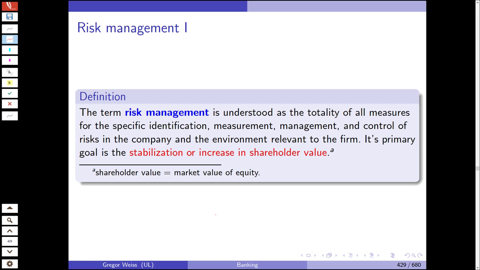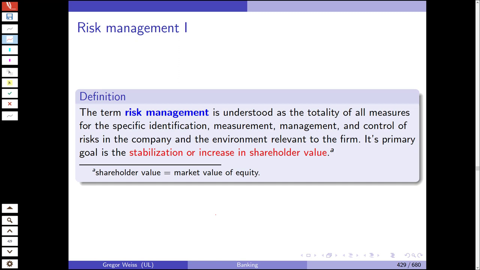Risk management is understood as the set of all measures for the specific identification, measurement, management, and controlling of risks in a company. It could be a financial institution, an insurance company, a bank, but can also be industrial companies like, for example, an energy company, and the environment relevant to the firm. The primary goal of risk management is and has to be the stabilization and ideally increasing of shareholder value. You can think about a lot of things: missing out on losses, preventing financial losses, controlling the exposure to financial losses, to risk, etc. But in the end, it's always about shareholder value.